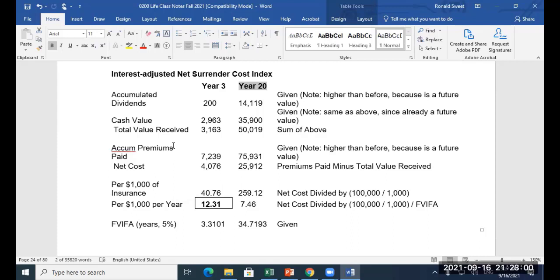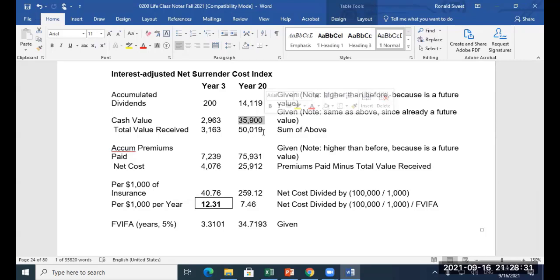But why wouldn't this work for Universal Life? Why can't I get an interest adjusted net surrender cost index for Universal Life? Well, because their cash value is going to be all over the place depending on one product versus another, right? Remember, with whole life, you have the interest rate, it's set forever. It doesn't change. You know exactly what those cash values are going to be. Universal Life depends on what the company pays you. So they're going to fluctuate constantly.